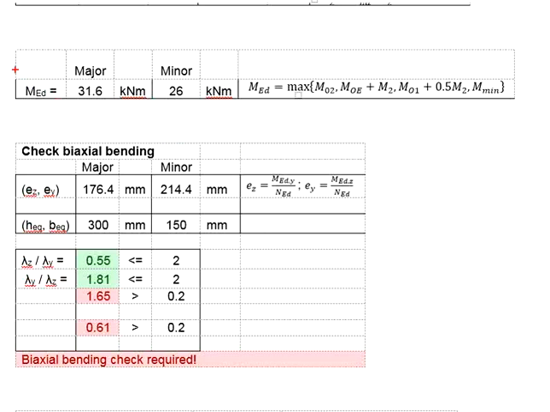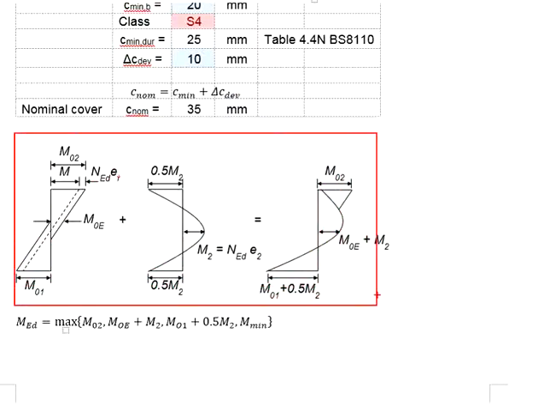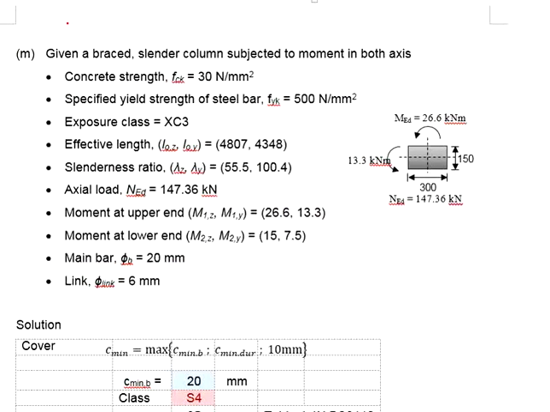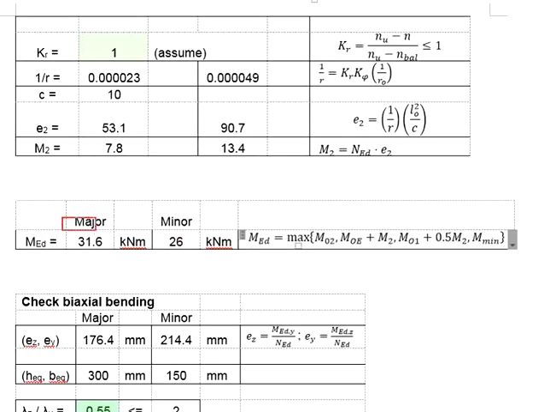Now that we have obtained the MED for the major and the minor axis of the column, which is calculated from these equations based on the stress diagram for the braced slender column. Since the column is subjected to moment in both axes, we might not be able to take straight the calculated MED without considering the effects due to the biaxial bending.